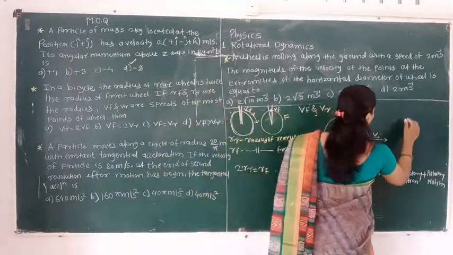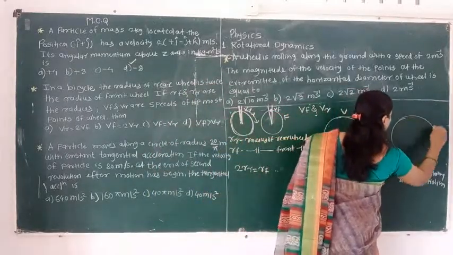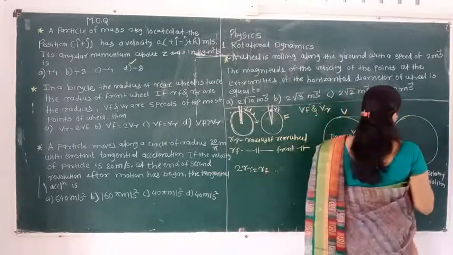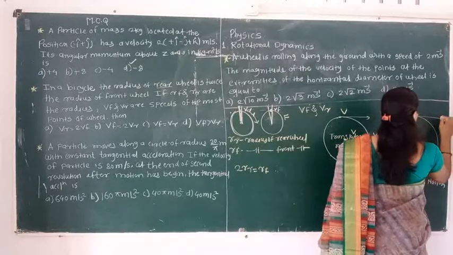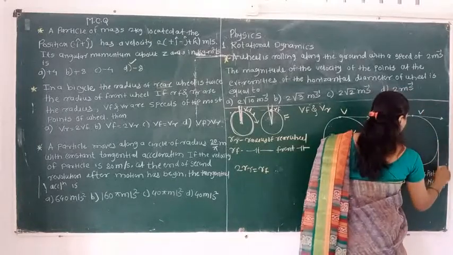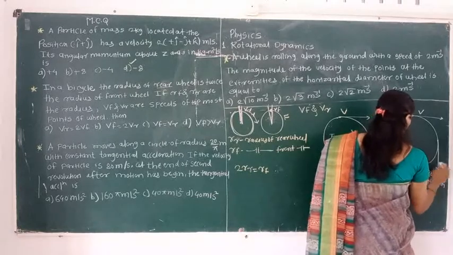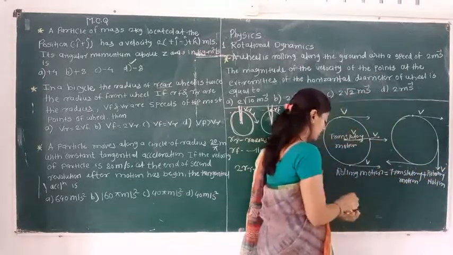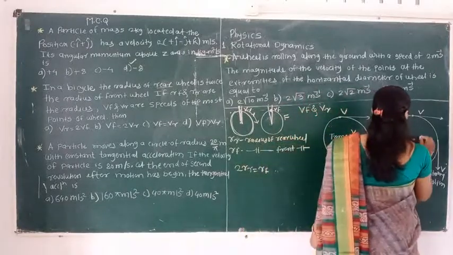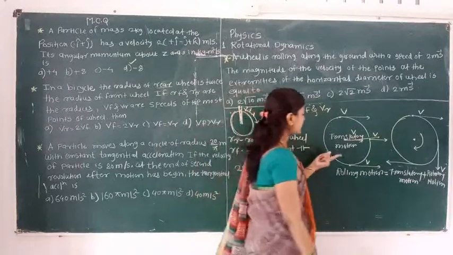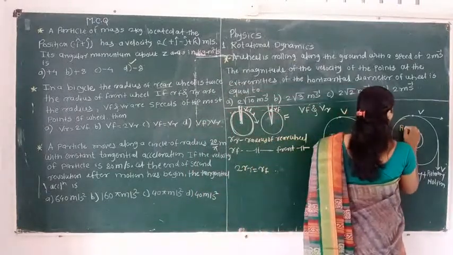Here, in translatory motion and in rotatory motion, what happened? The topmost position has the velocity v in that direction, but at this point the velocity direction changes, and at this point its direction is also backward. So here the center of mass is present. Here this is translatory motion, and this is rotatory motion.